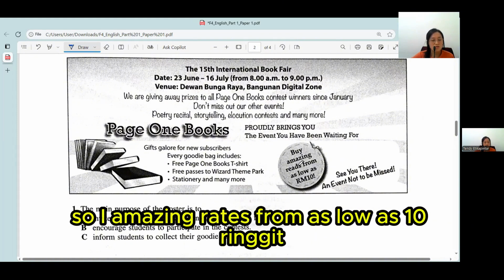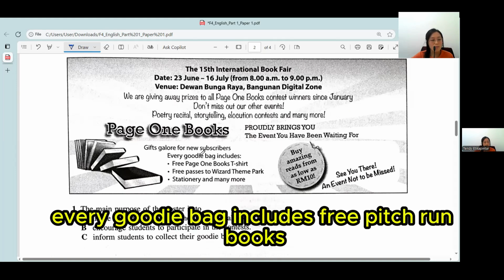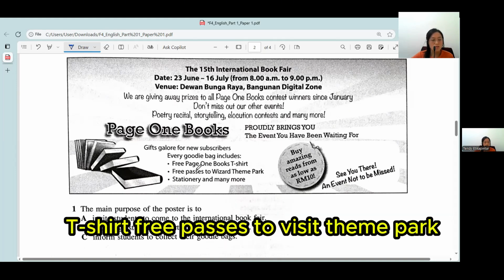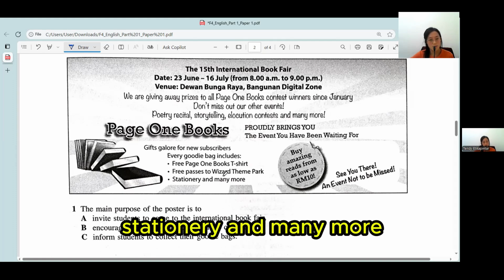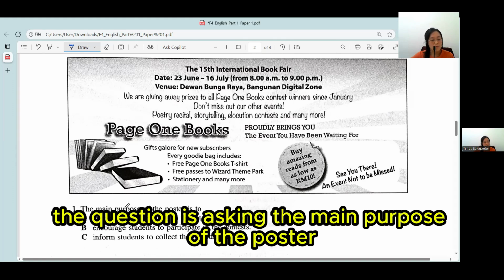Buy amazing reads from as low as 10 ringgit. And it says gift gala for new subscribers. Every goodie bag includes a free Page 1 Books t-shirt, free passes to visit a theme park, stationery, and many more. It says see you there, an event not to be missed. The question is asking the main purpose of the poster.